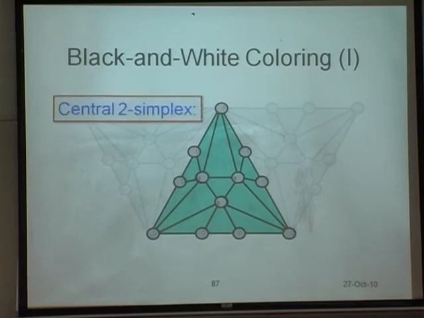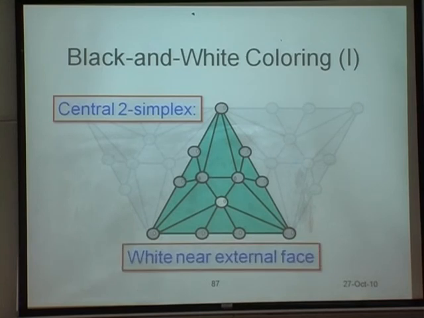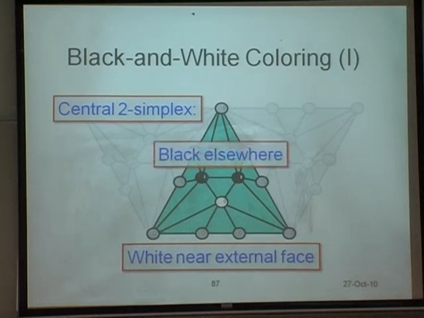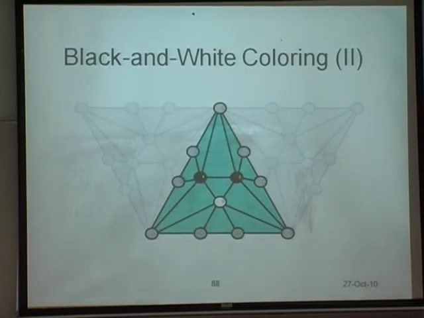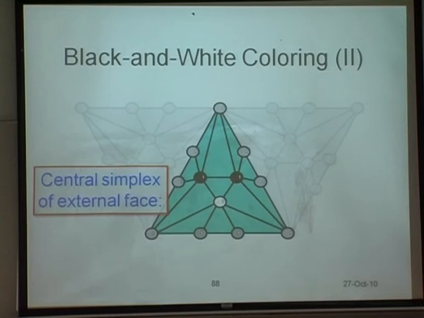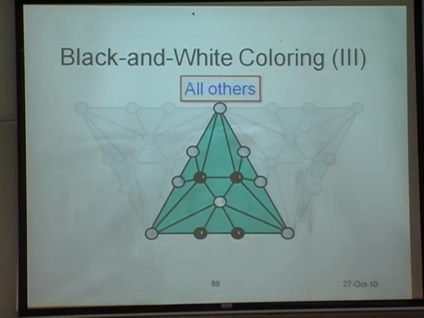So the central 2 simplex of this face, I'm going to take the vertexes near the external face, and I'm going to color that white. And I'm going to take the rest and color them black. Then on the central simplex of the external face, I'm going to color that black. So it looks like this. And everything else, I'm going to color white. So this is what the coloring looks like.